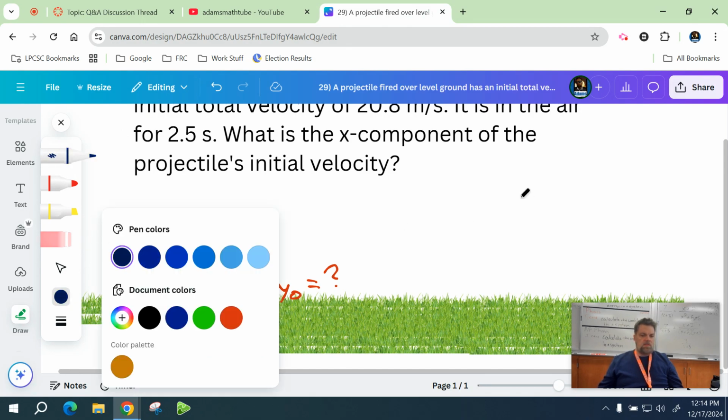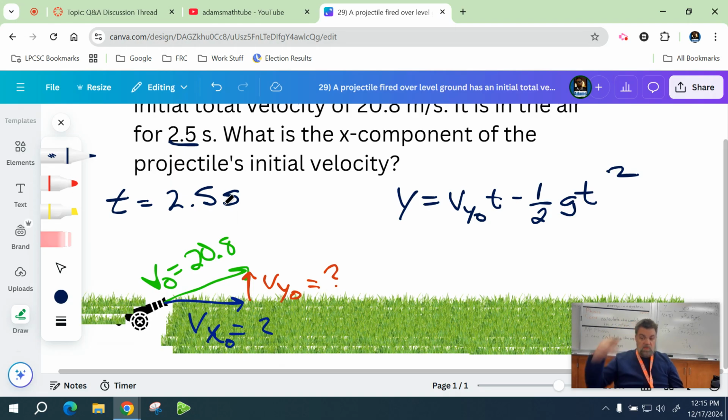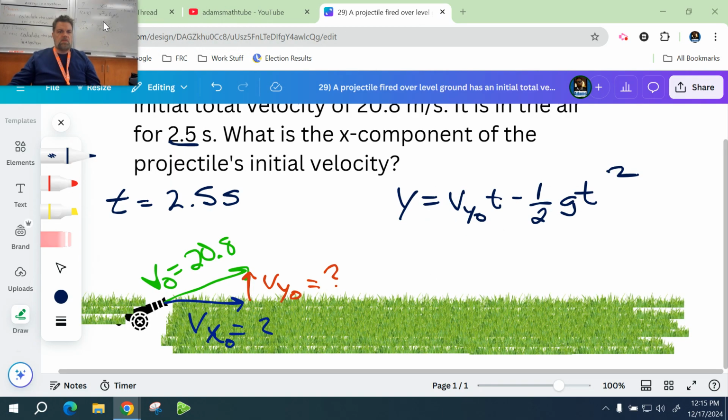Remember that our maximum height, or our y value, is equal to the initial velocity in the y direction times time minus 1/2 times g, the acceleration due to gravity, times time squared. Oh, and I forgot. We know that the time that this is in the air is 2.5 seconds. So because it's on level ground, it's going to land over here somewhere, right? So our final y position then would be 0 meters above the ground.